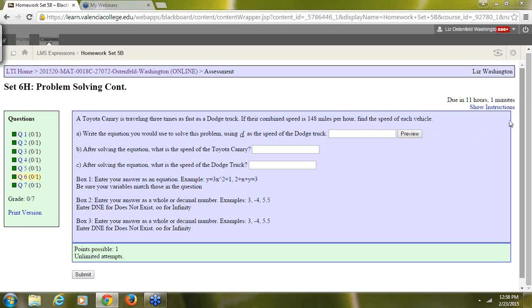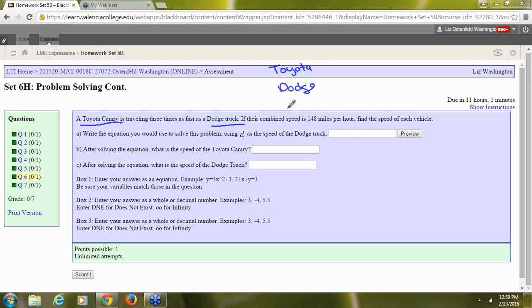Okay. This one says a Toyota Camry is traveling. So we got a Camry. The Toyota Camry is traveling 3 times as fast as the Dodge truck. So already I see we have a Toyota and we have a Dodge. Okay, those are the 2 things that we're talking about.